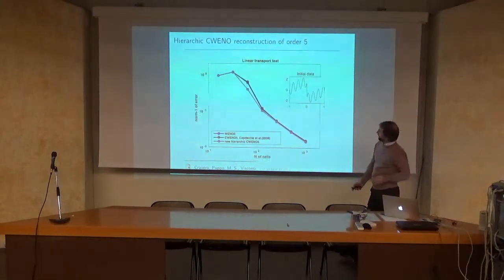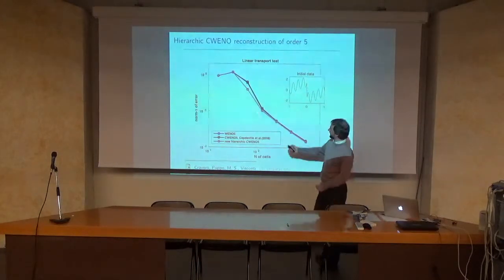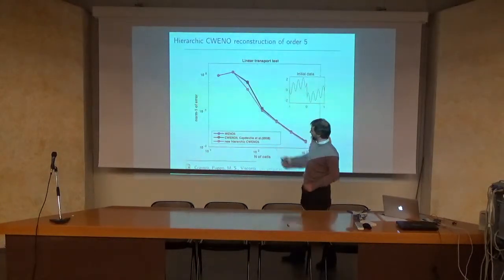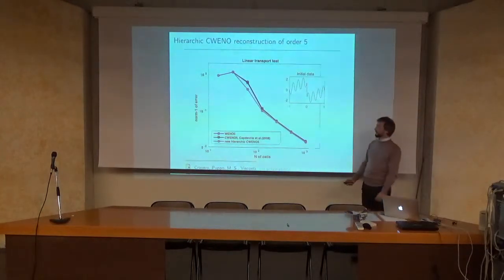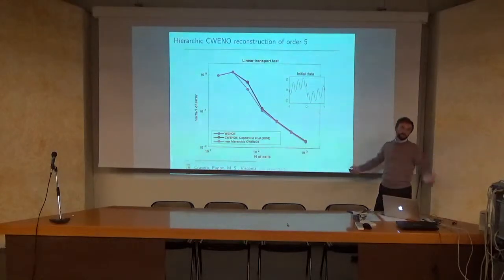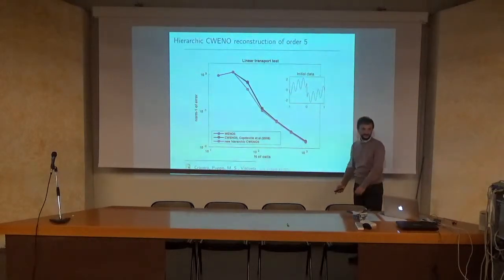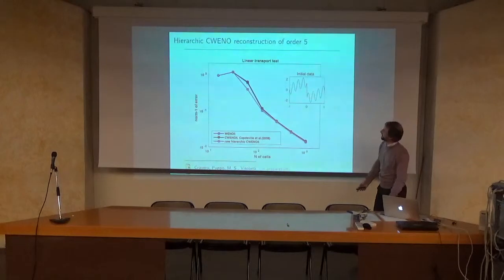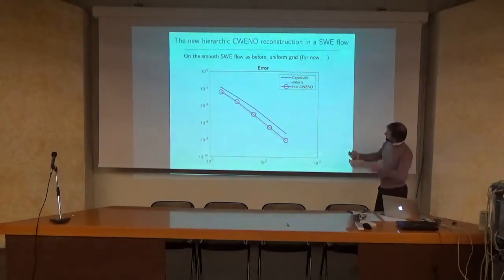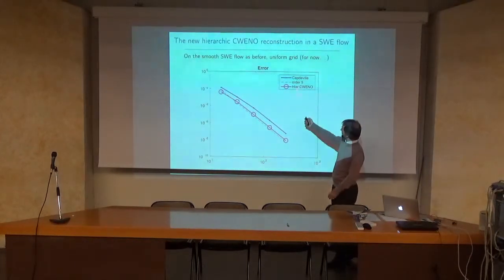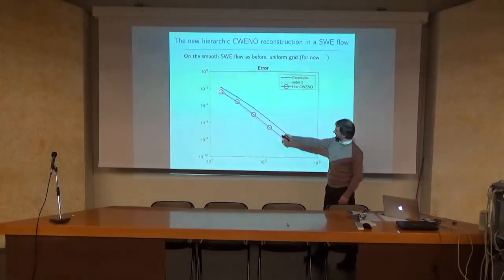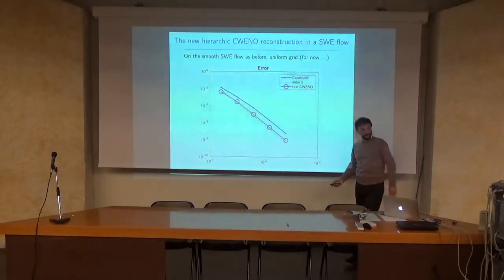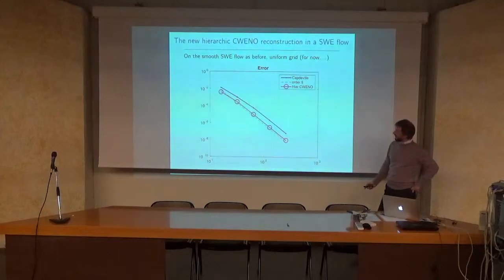And the same happens if you have a discontinuity. You have this transitional regime in which this new hierarchical reconstruction is better. When the previous 2 calls are really fine, of course, every reconstruction looks exactly like the others. That's typical, I would say. And this is just a shallow water test in which you see that this hierarchical reconstruction gives consistently lower errors than the previously published CWENO reconstruction.